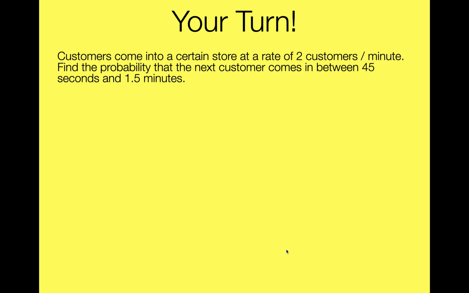Here's a your turn that does about the same thing. Customers come into a certain store at a rate of 2 customers per minute. Find the probability that the next customer comes between 45 seconds and 1.5 minutes. You have to change 45 seconds to 3/4 of a minute. It's basically the same problem as the last time. Instead, the rate is 2, and you're now integrating between 0.75 and 1.5.